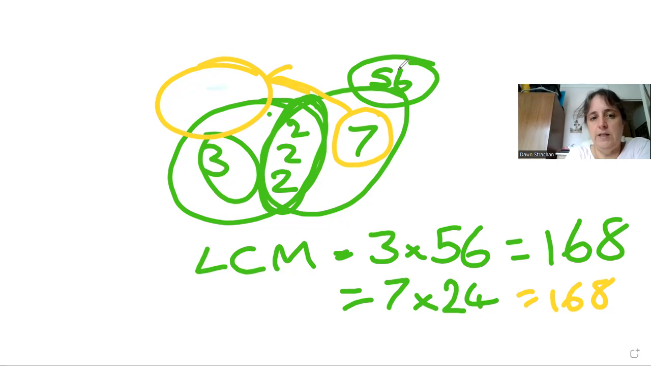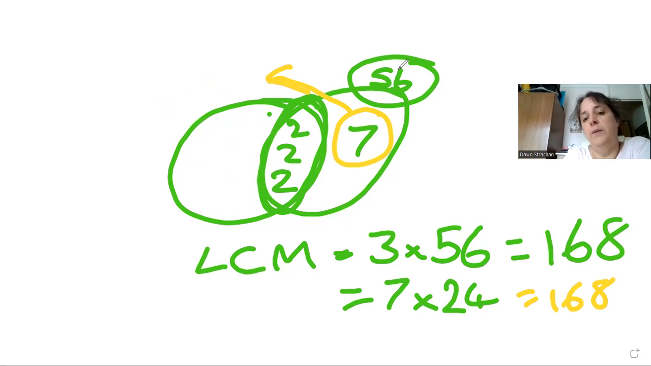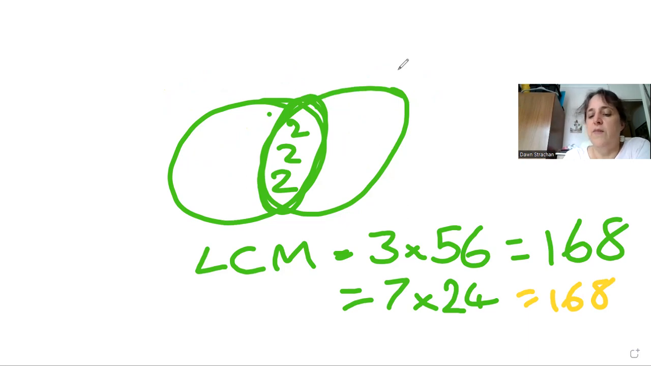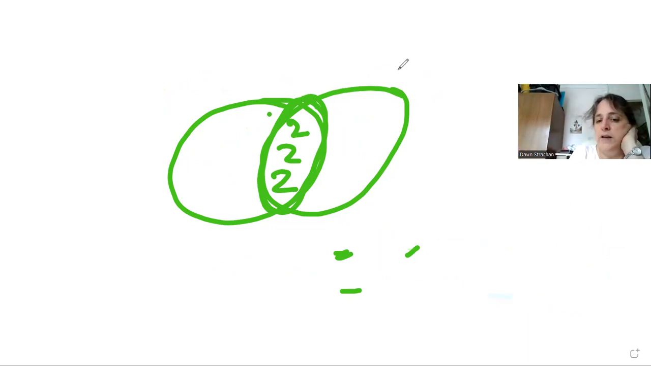The lowest common multiple is basically, if you were to go through the times tables, the first answer you'd get that both of those numbers would have in their times table.